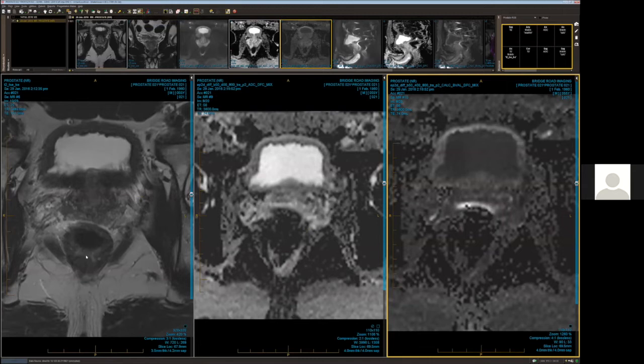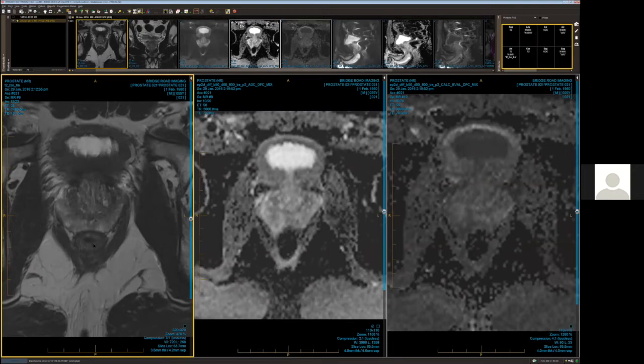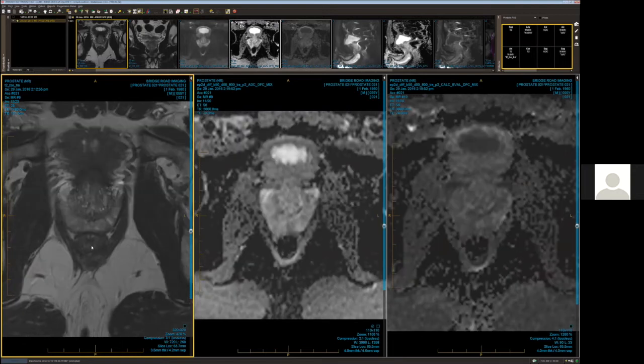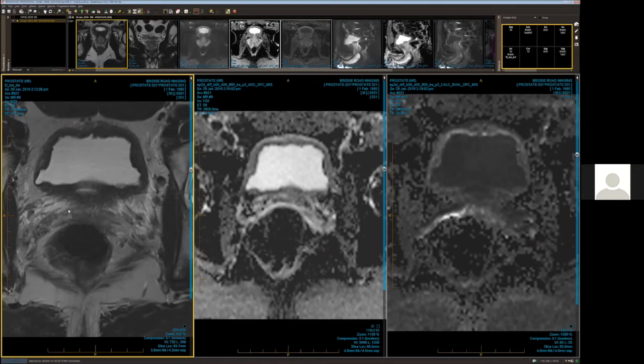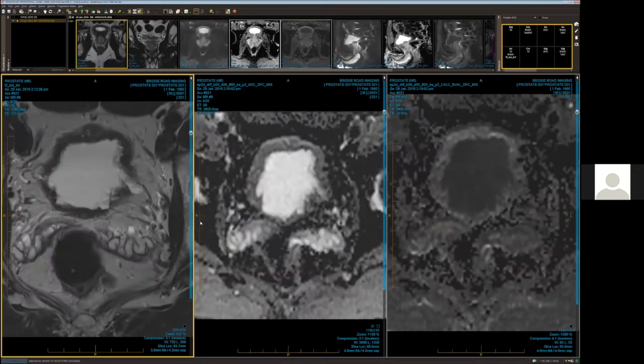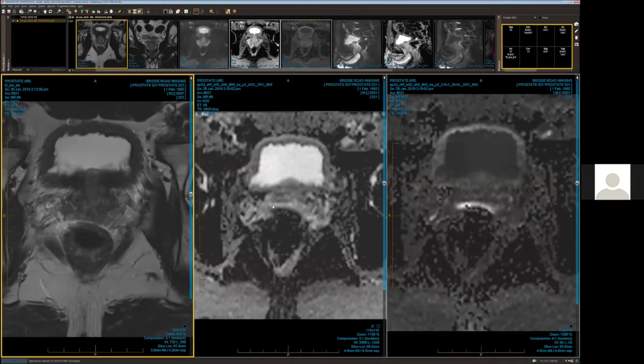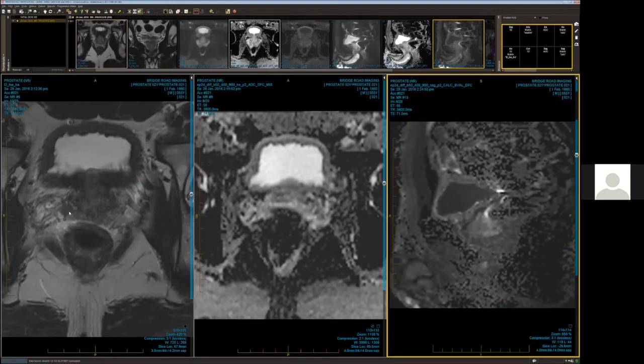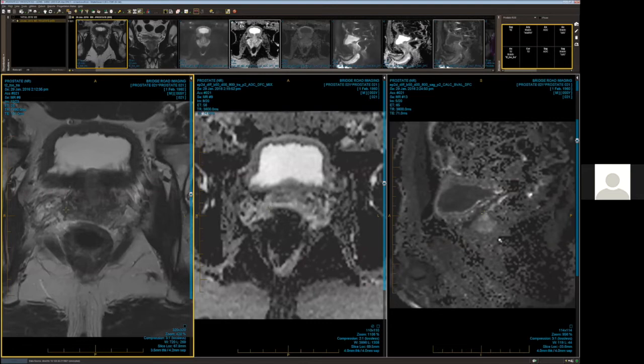So you can see on the actual T2s, there is some rectal air, a bit like the first case. The only bit that looks a little bit abnormal is here at the right base, but it is obscured on the ADC and the high B value. And if we go to the sagittal high B value again, it's obscured again.